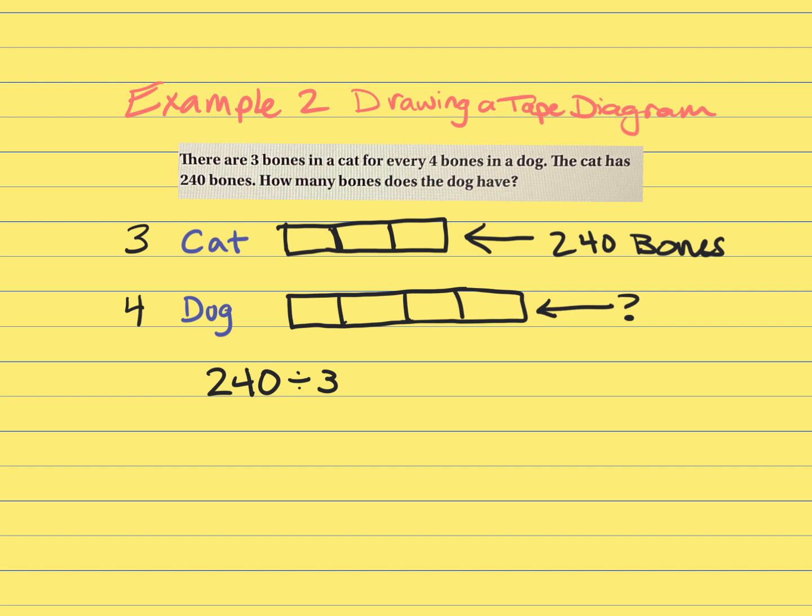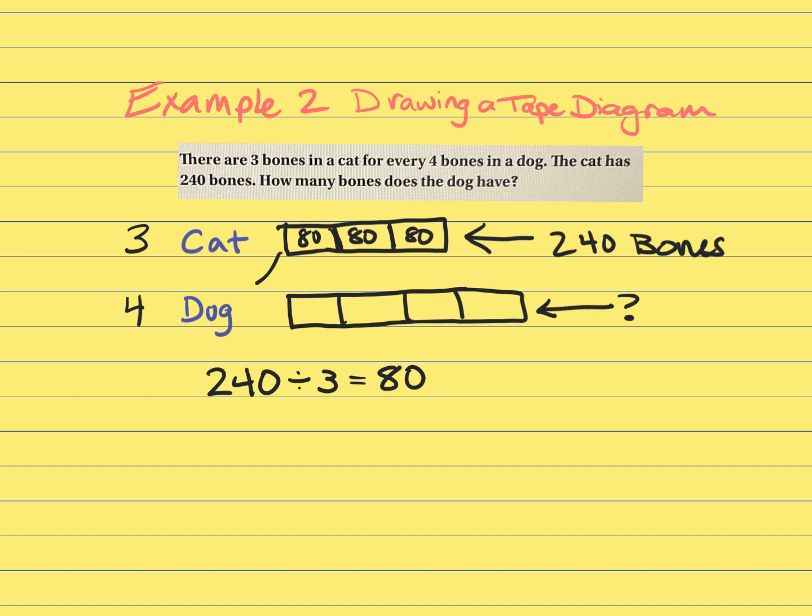The reason I'm dividing it by 3 is because I have 3 parts here. Those parts are the tape diagram that help us understand what we divide them by. So now if I divide 240 divided by 3, and you would do some side math, you would end up with 80. 80 bones is what each of those represent, okay? So that means this is 80, this is 80, and this is 80.